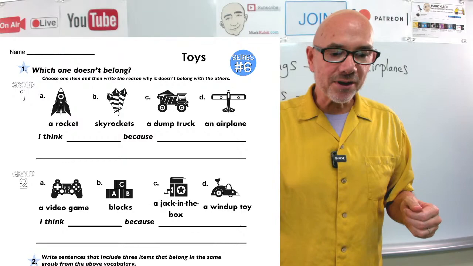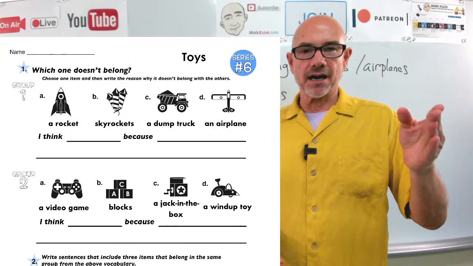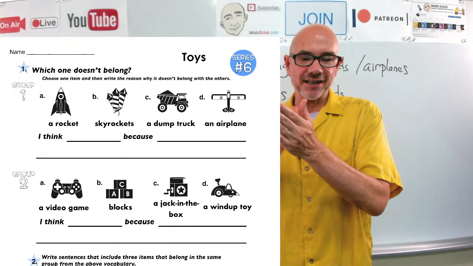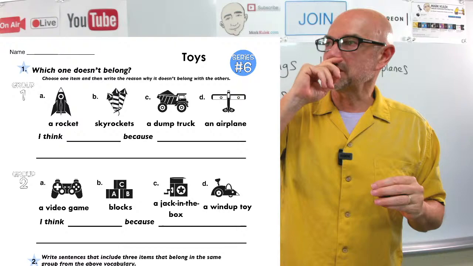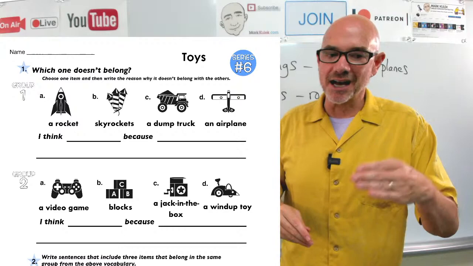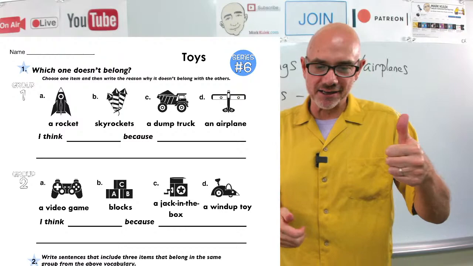So trucks actually use, I think, diesel fuel. Trucks use diesel. Cars use gasoline. But airplanes use jet fuel. Rockets use rocket fuel. And skyrockets use gunpowder. So very good. So the fuel to make them move is different, right? A rocket uses rocket fuel. Skyrockets use gunpowder. A dump truck uses diesel fuel. And an airplane uses jet fuel. So that's a great answer, Andy.